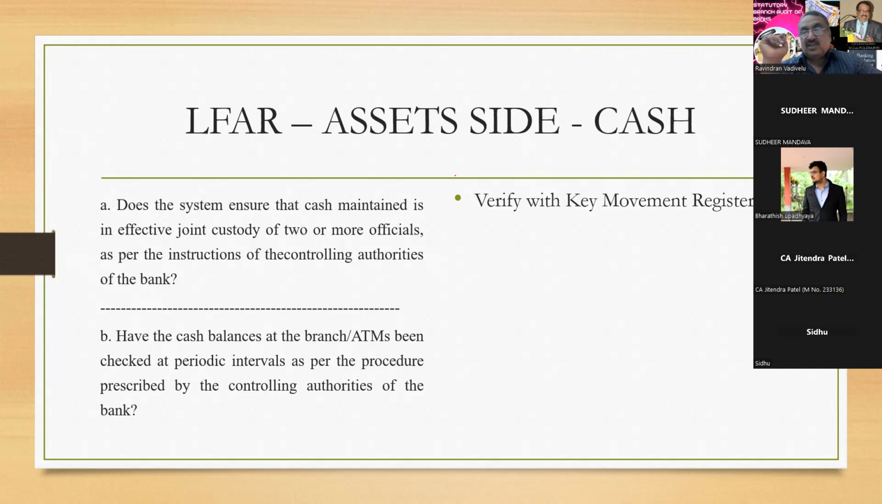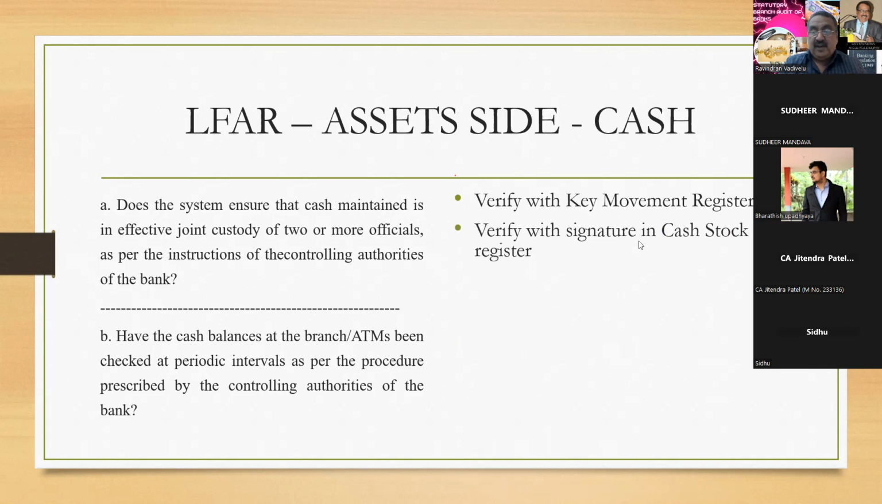In case the other branch is not available, they can even keep the keys at the other banks also. For that, you have to see the acknowledgement. This is one of the audit points. You take note of it and you have to ask whenever you are going for the audit. This is with reference to the key movement register.